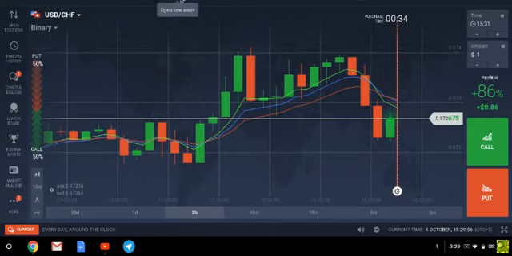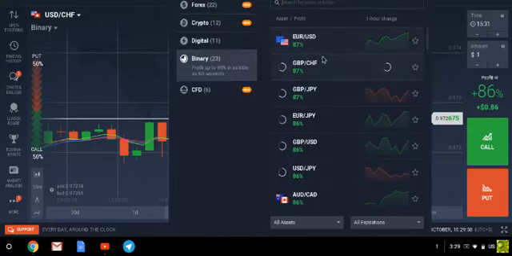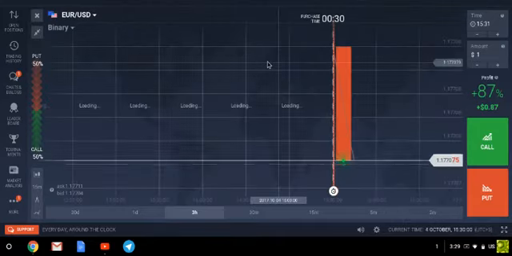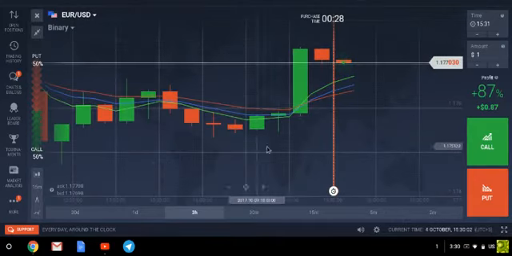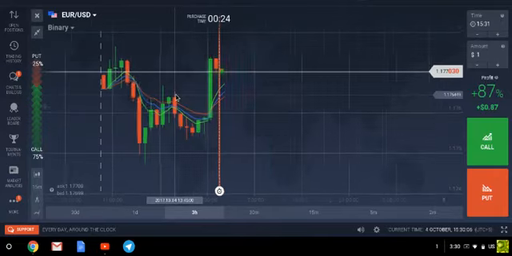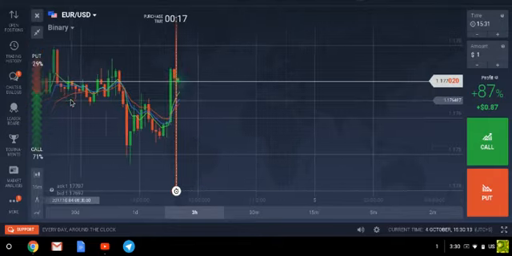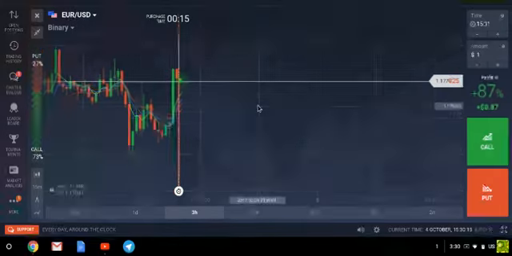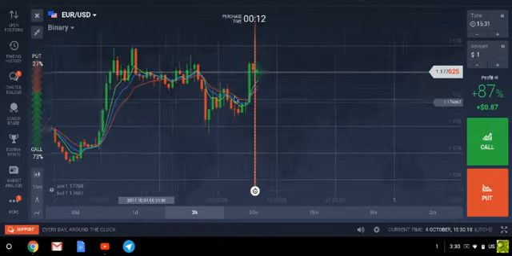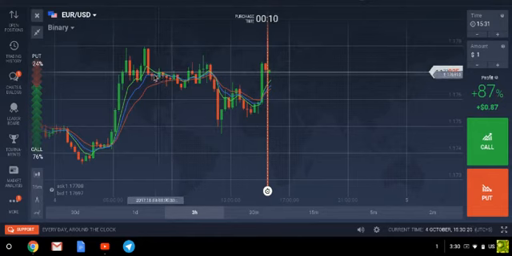Now we'll shift to a downward trend. So I'll just go to another pair so I can explain further. So this is a chart. Okay, this is a choppy market. This market from here to here, it's a choppy market.